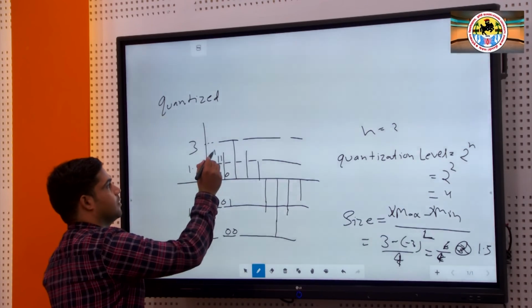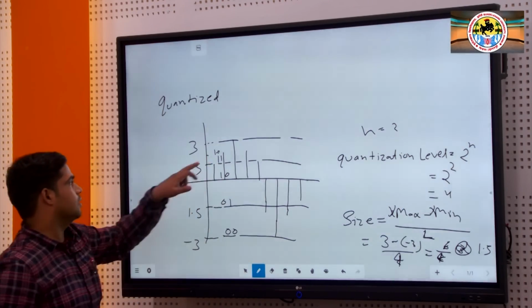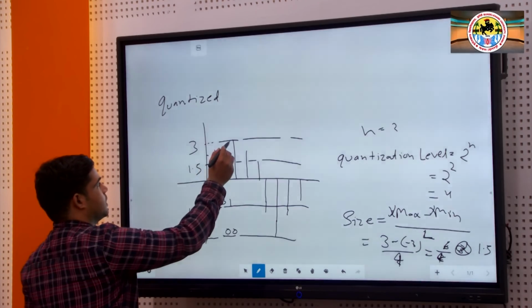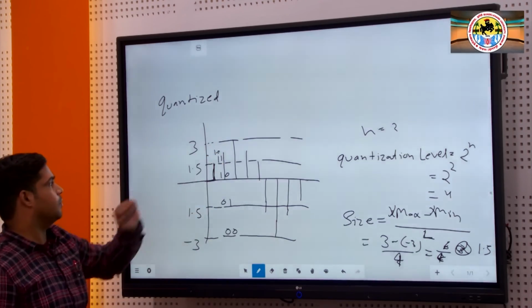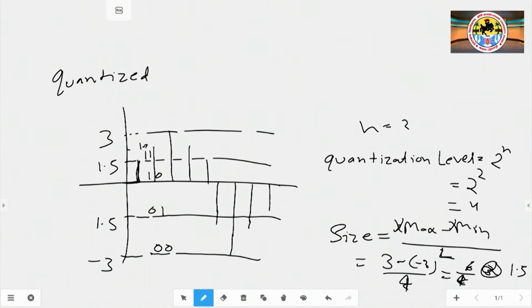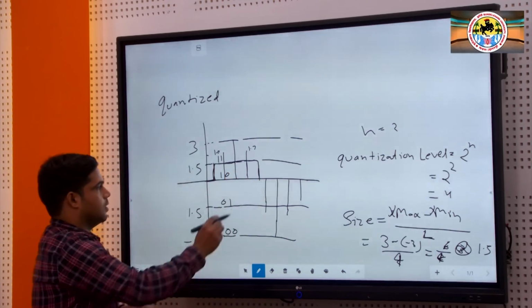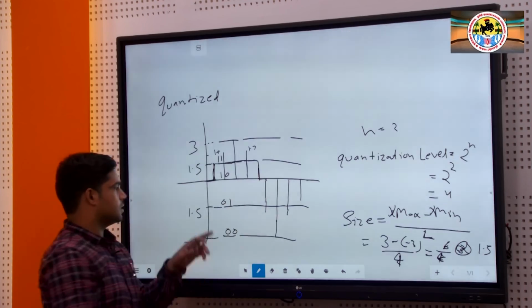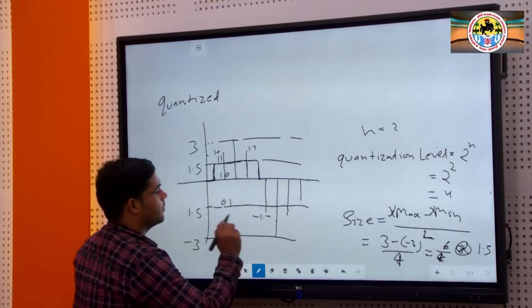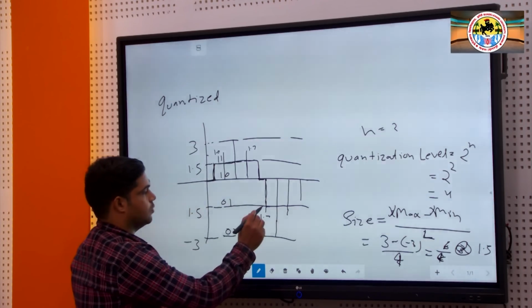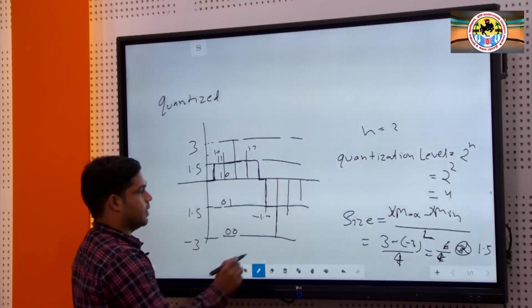If the signal value is 1.7, we assign its nearest point, 1.5. If the signal has amplitude 3, the nearest point is 3. If the amplitude is minus 1.7, we fix the nearest point, minus 1.5. If it is minus 3, we fix minus 3.